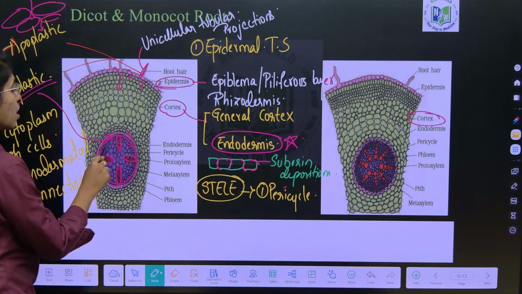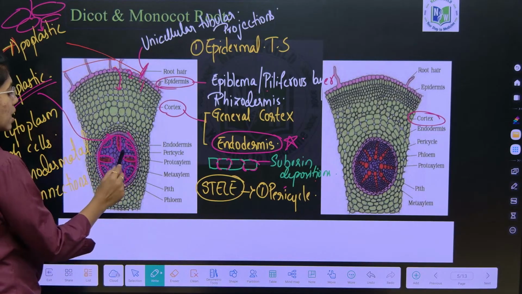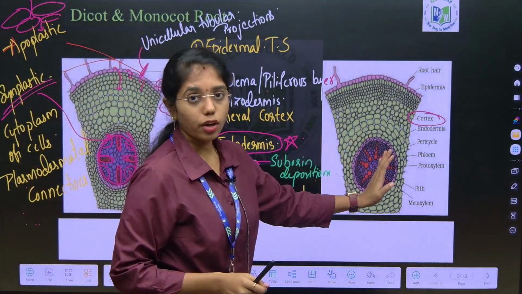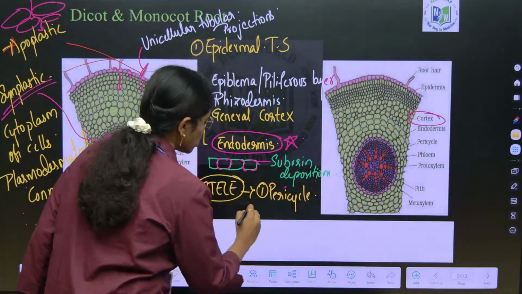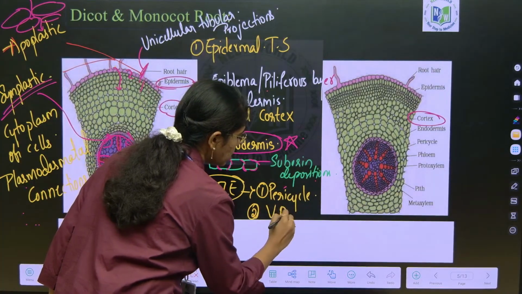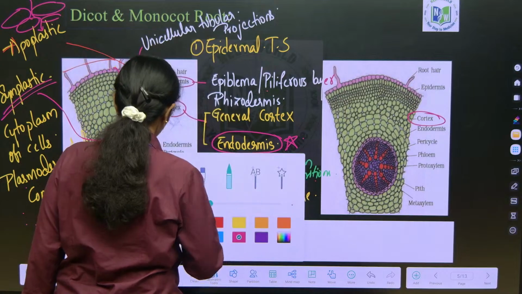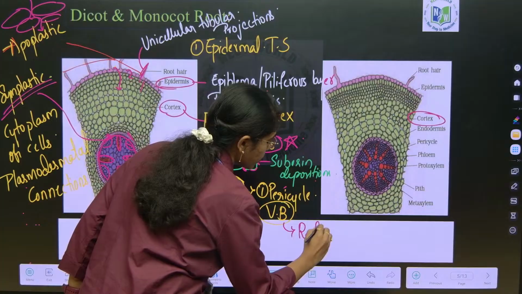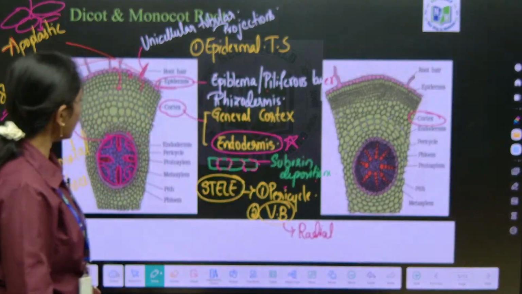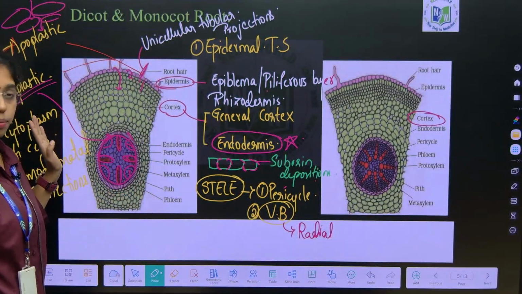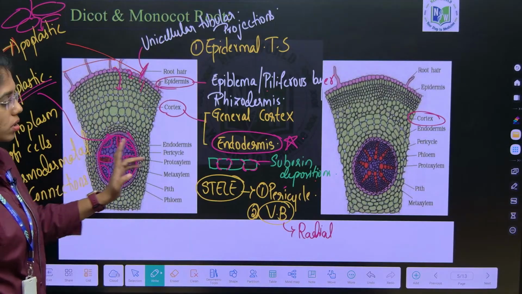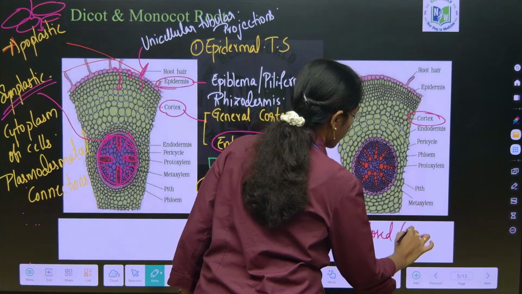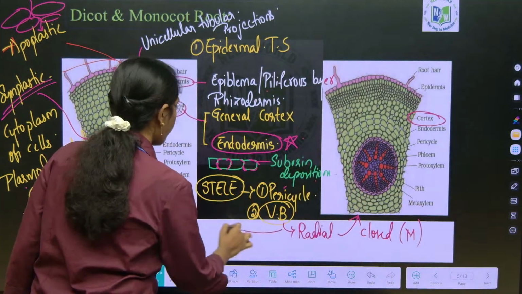These vascular bundles are arranged in radial fashion, that is, xylem and phloem are at different radii, both in dicot root and monocot root. Second is vascular bundles. These vascular bundles are radial. Radial closed in monocots and open in dicots.